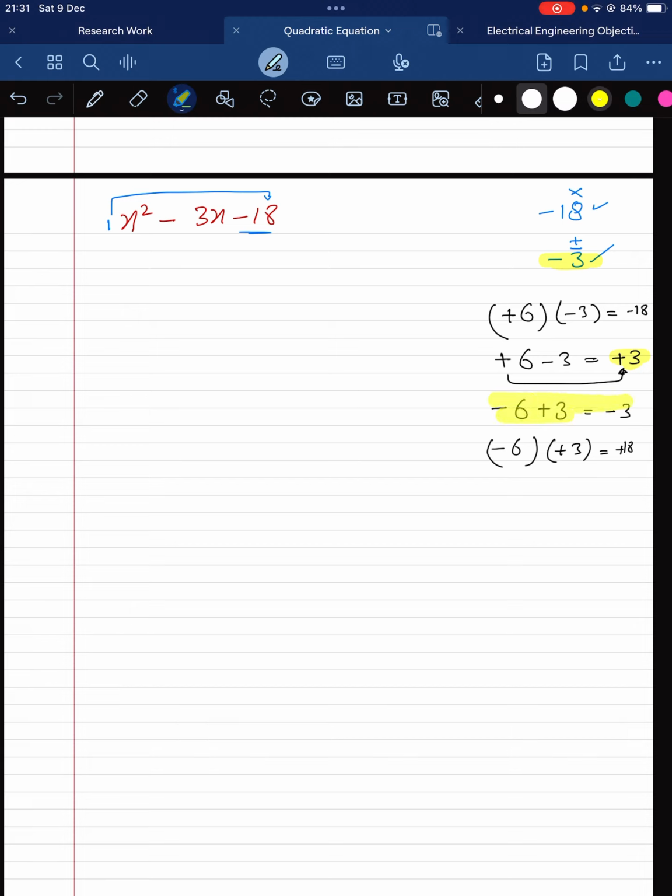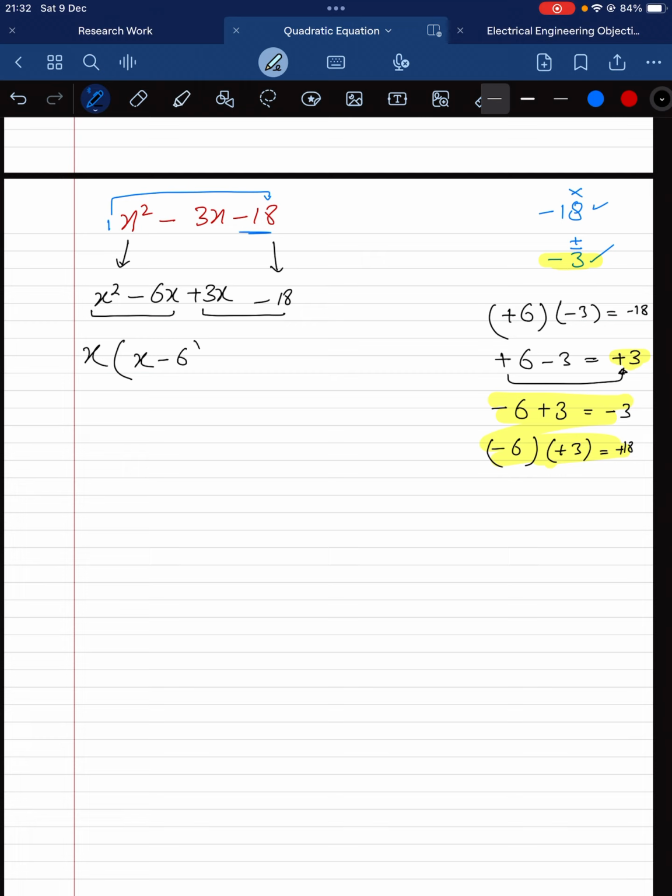So this is our required two digits. Now the first term is x square, the last term as it is, and the middle term now will become minus 6x plus 3x. Now we have to take the common from the first two terms and the last two terms. In the first two terms we have the x common, so inside the bracket will be x minus 6. In the last two terms we take 3 as a common, then it will become x minus 6.